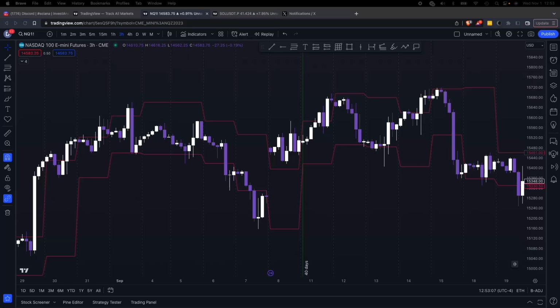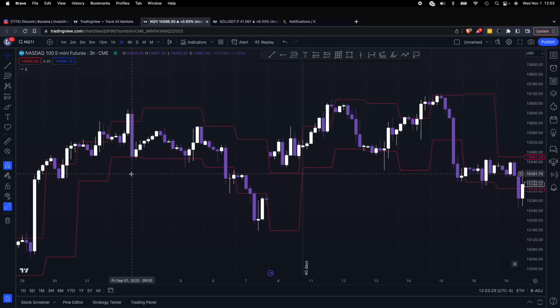I just wanted to go over a quick backtesting session that I did. This backtesting was 4 years and 10 months. So at the end of this year, it will be 5 years. So let's look at September 1st here.